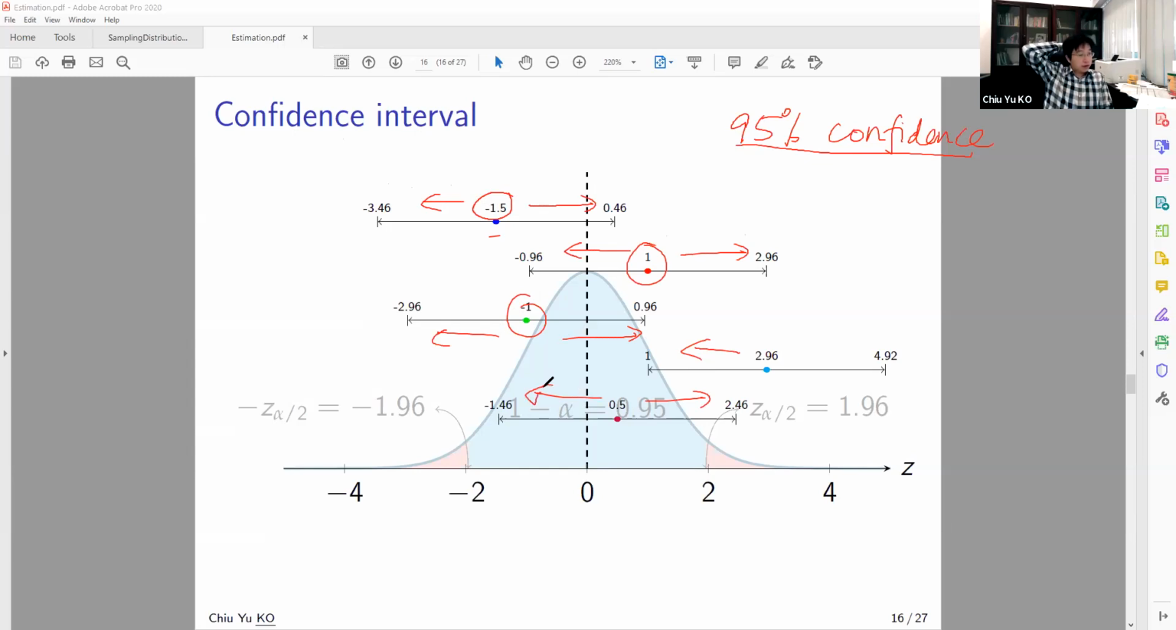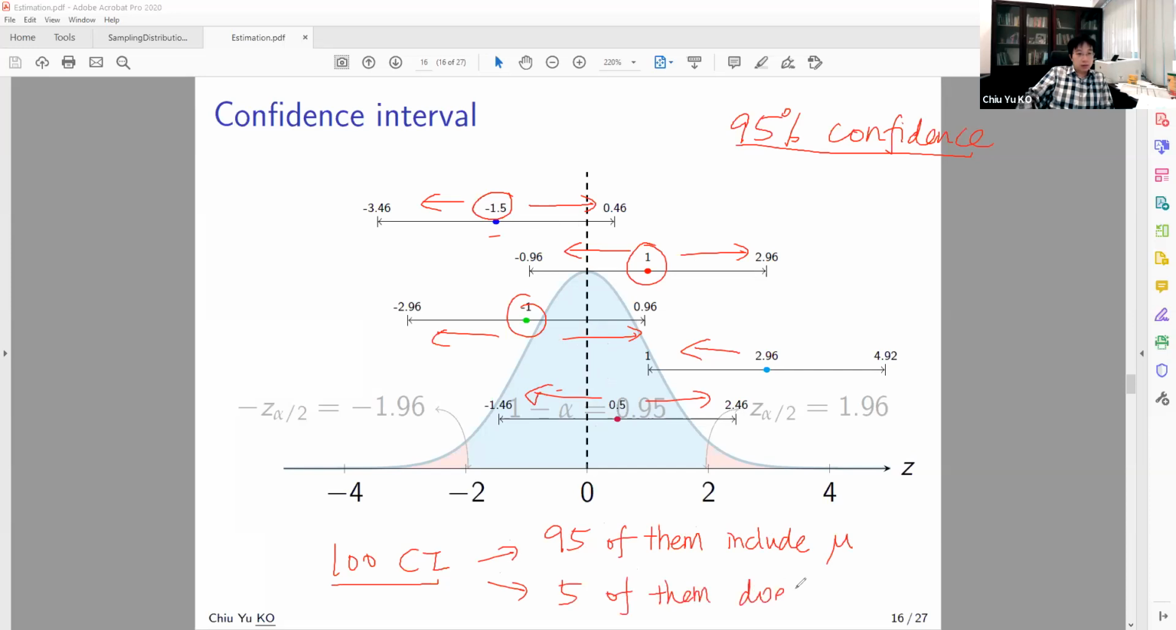And what a confidence interval means is that you construct, say, 100 of them. You construct 100 CIs. 95% confidence means 95 of them, the interval will include the mean. 95 of them will include mu, and then 5 of them do not.